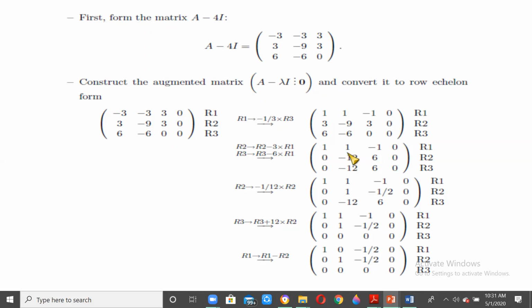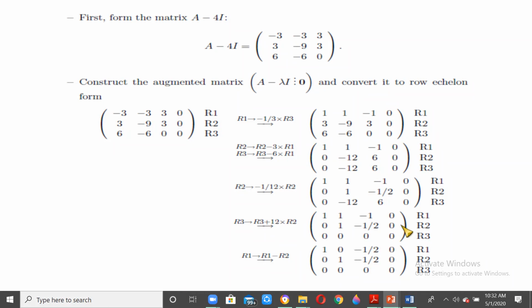Now the next step is to make this equal to 1. So we divide by minus 12. 6 by minus 12 will become minus half. 0 by minus 12 will remain 0, and this will remain the same. And if you take R3 replaced by R3 plus 12 into R2, you are going to get all zeros over here.